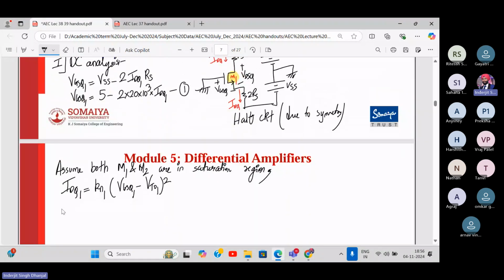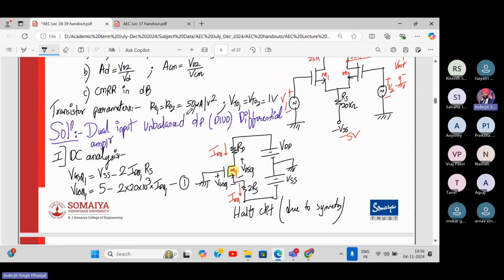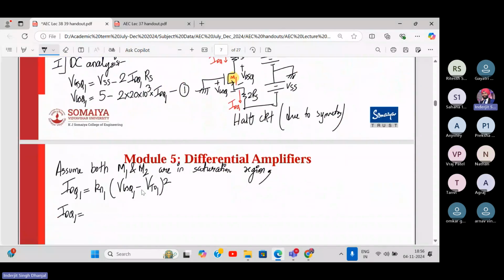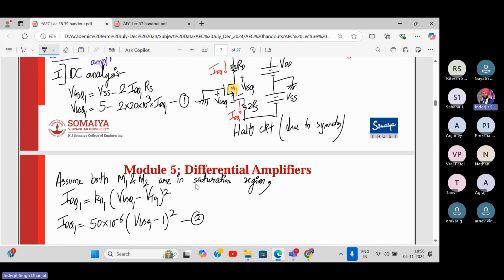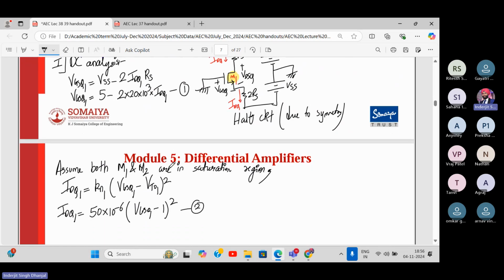You are with me? So IDQ1 will be equal to KN1, which is 50 microampere. So it will be 50 into 10 raised to minus 6 into VGSQ1 minus VTON, which is 1, the whole square. So this is our equation number 2. So have you written equation number 1 and 2?